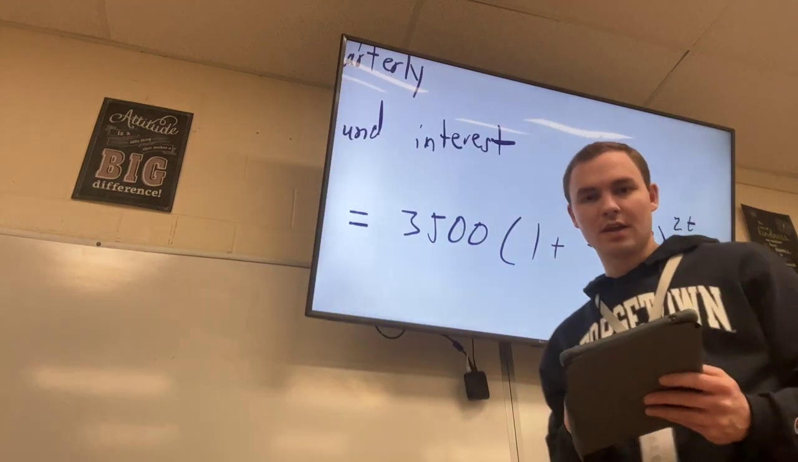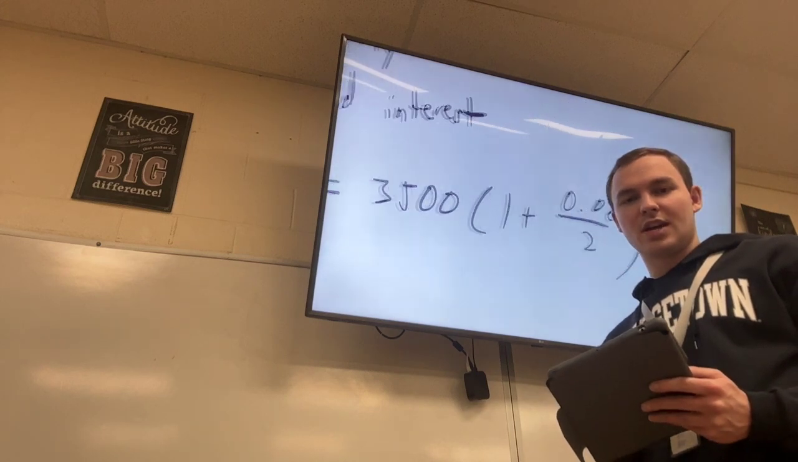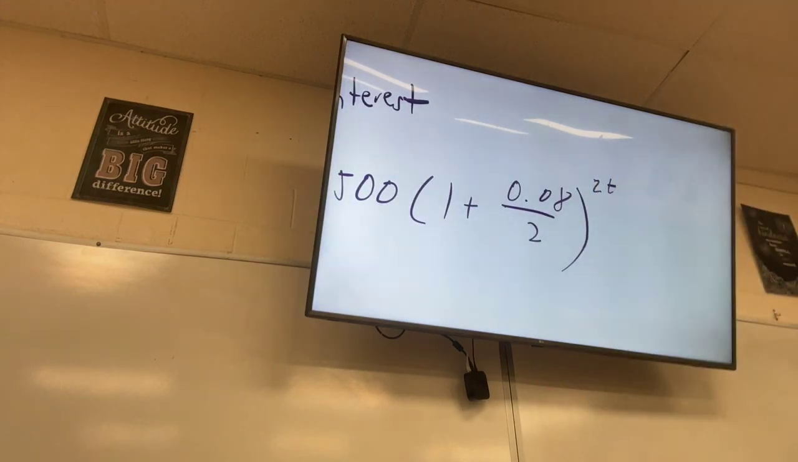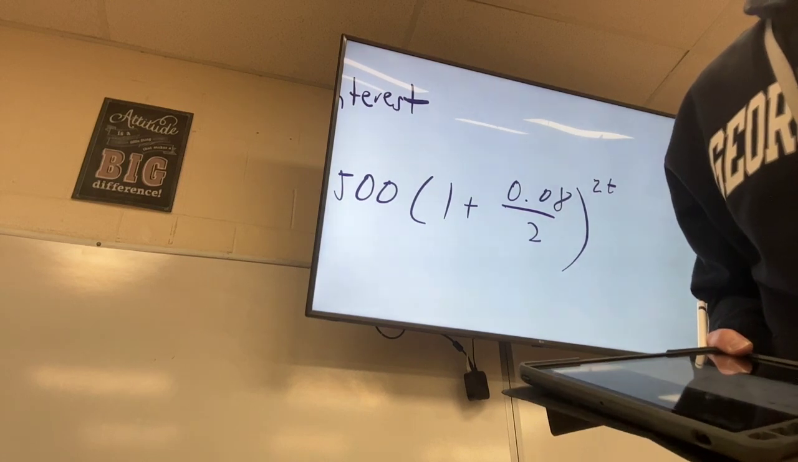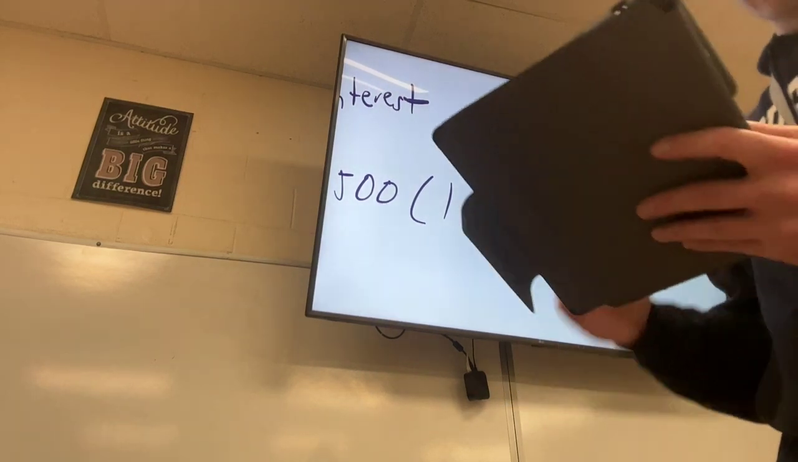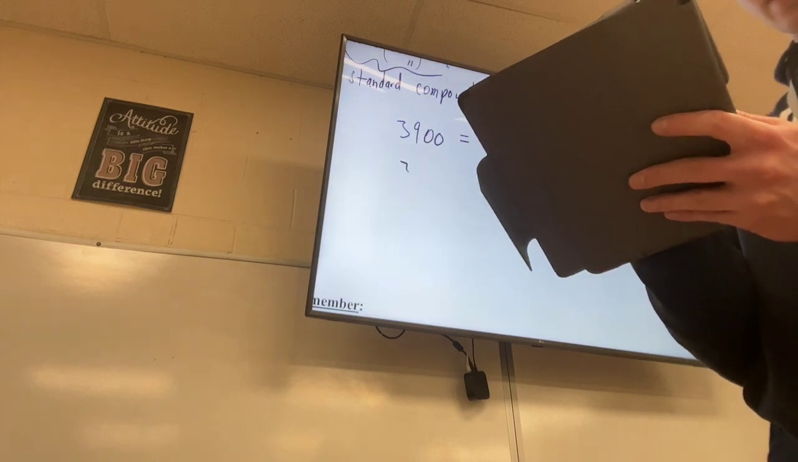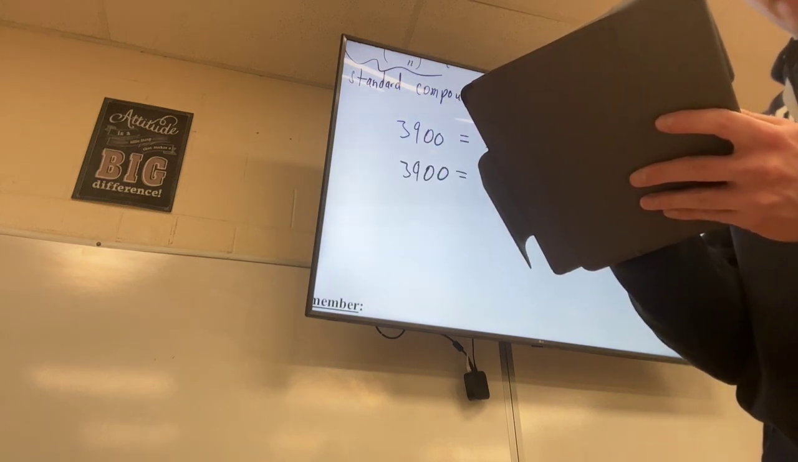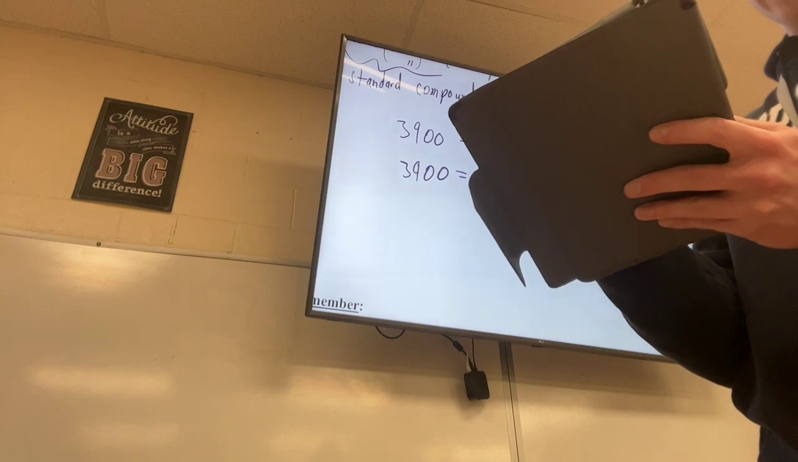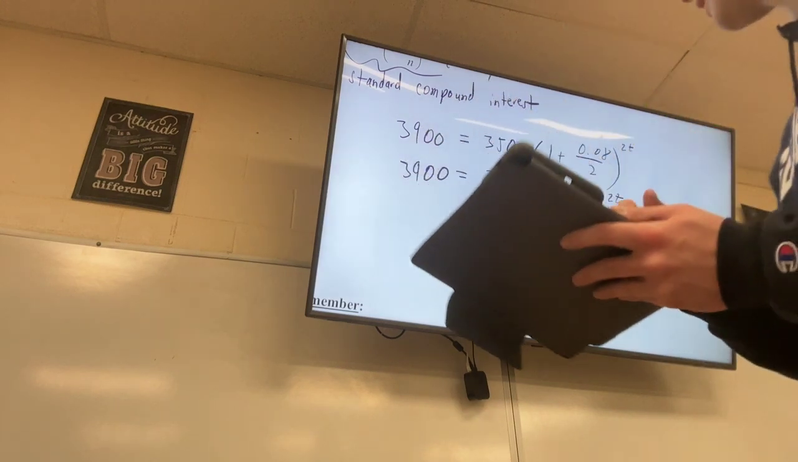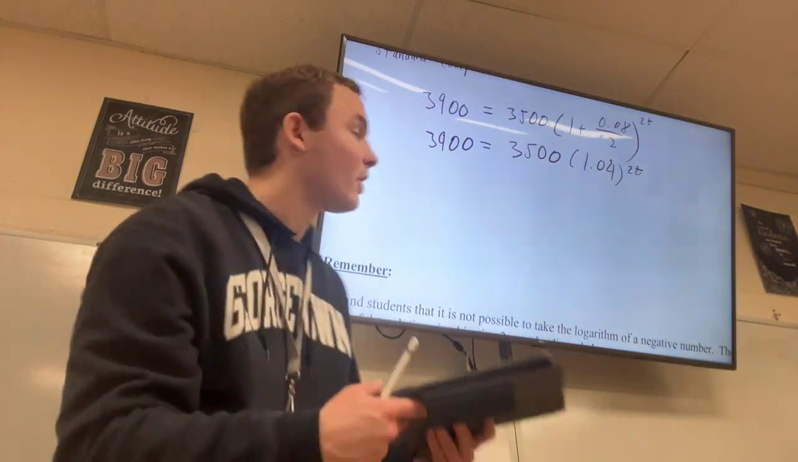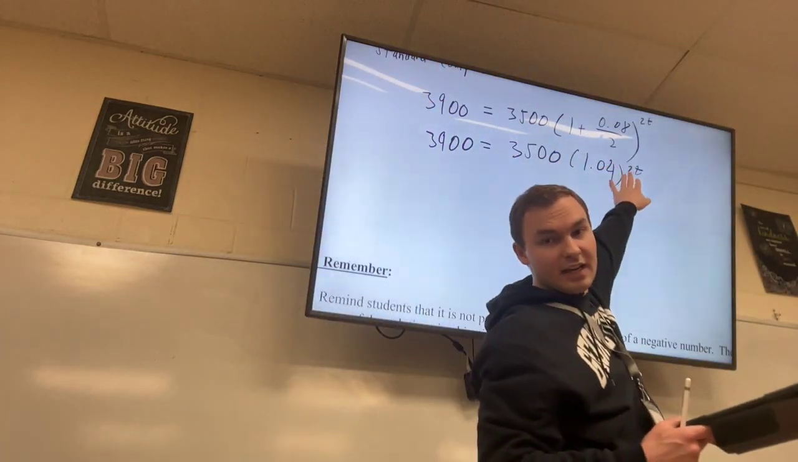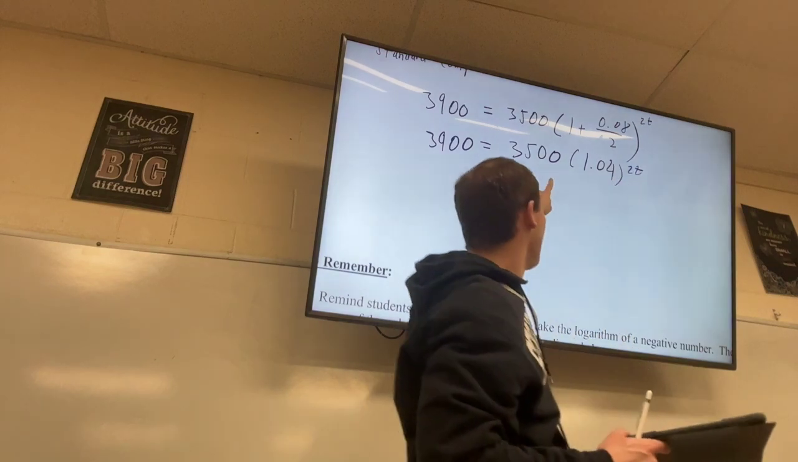Again, what I want to do here is combine. I'm going to get my calculator. Let's simplify whatever's in my parentheses. So I get 1 plus 0.08 divided by 2. So this becomes 3,900 equals 3,500 times 1.04 raised to the 2t. What's going on here is I'm solving for my variable. My variable is stuck inside an exponent. It's the exponent for 1.04.